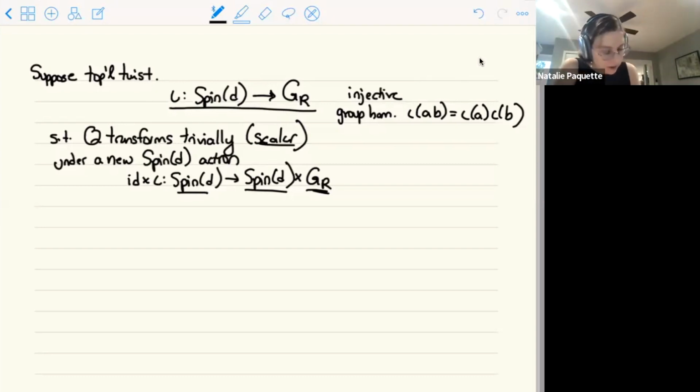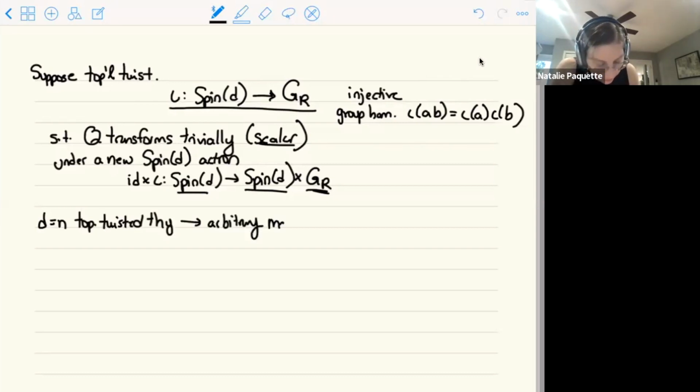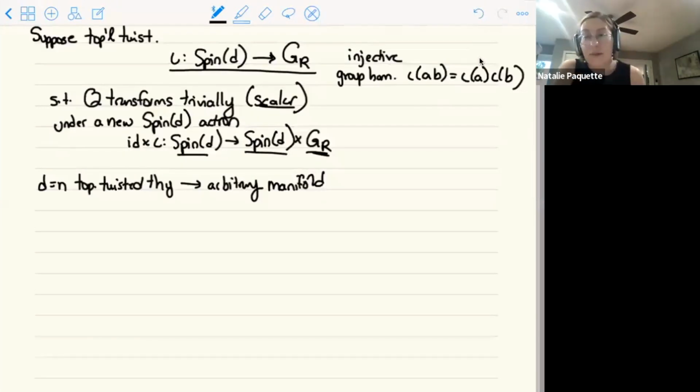So with this choice, a D equals N topologically twisted theory can live on an arbitrary background manifold. There are generalizations of this notion also to the holomorphic theories and to the holomorphic topological theories. Topological theories can be expected to live on arbitrary manifolds because for arbitrary manifolds, the patching functions are related by spin D transformations. For a holomorphic twist, the best you can do is put it on a general complex manifold.